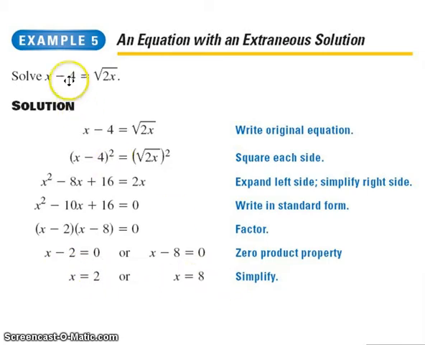But if you plug these back in, you'll find that only one of these two works. Try plugging in 2. 2 minus 4 is -2. But 2 times 2 is 4. The square root of 4 is 2. 2 is not equal to -2. This gives you an extraneous answer. You'll find that x equals 8 does work.